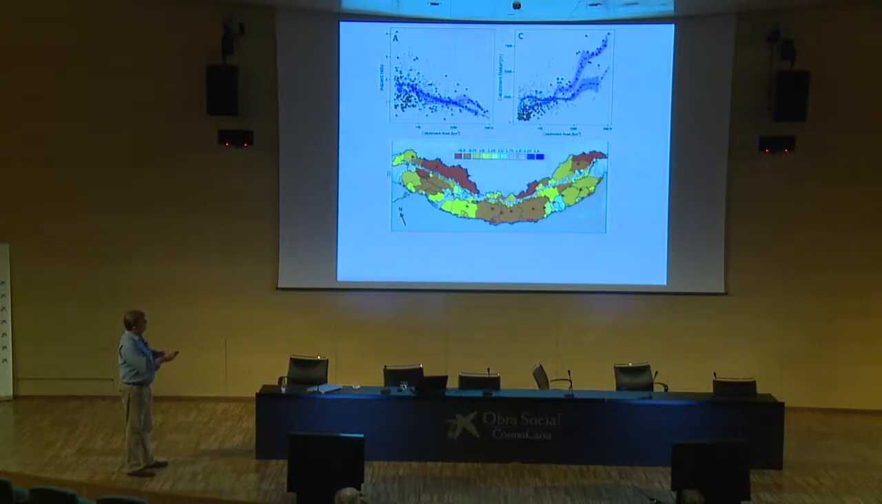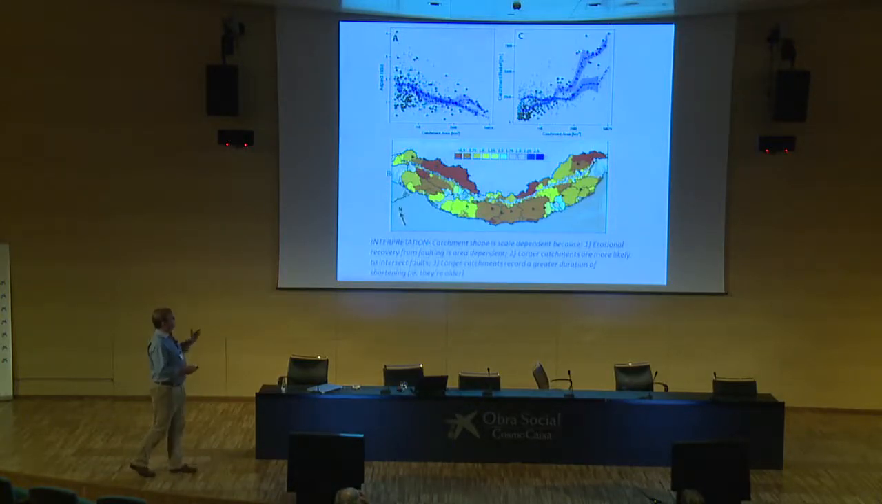So the initial interpretation here is that catchment shape is scale dependent because erosional recovery from faulting is area dependent. Larger catchments are more likely to intersect faults, and larger catchments potentially record a greater duration of shortening, i.e. they're older. This has implications.